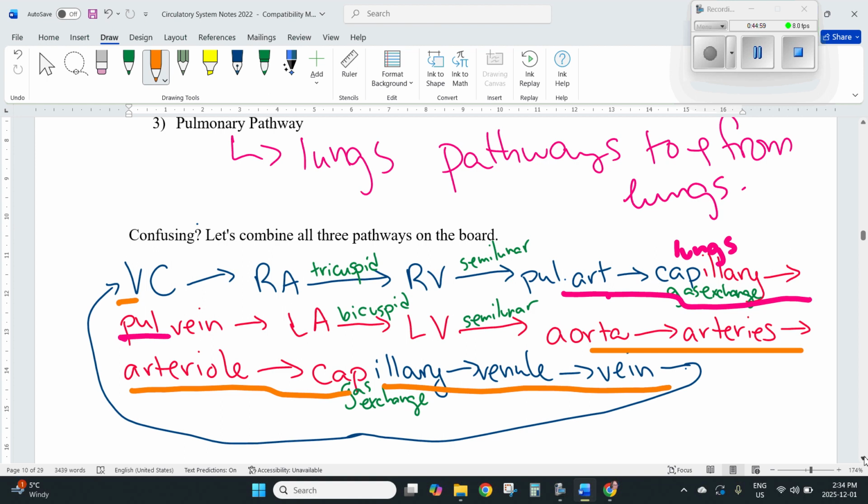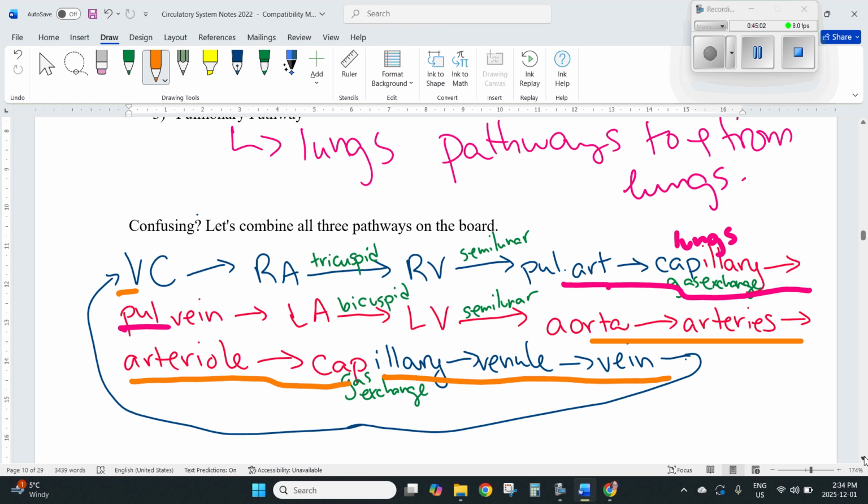Sorry, I just had to check what color I picked the coronary to be. And I wish I didn't pick green, but it is what it is.